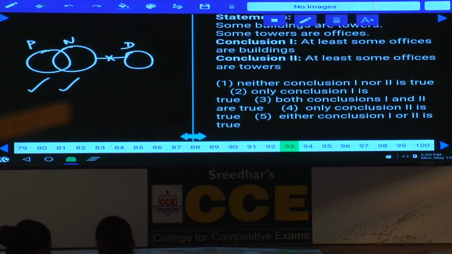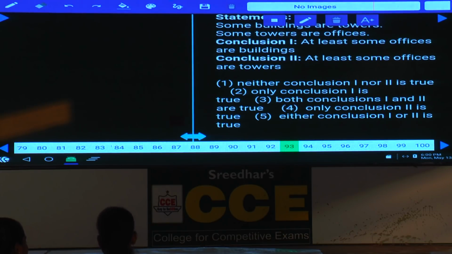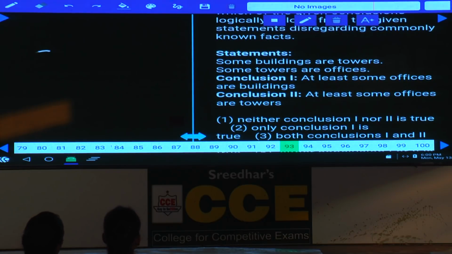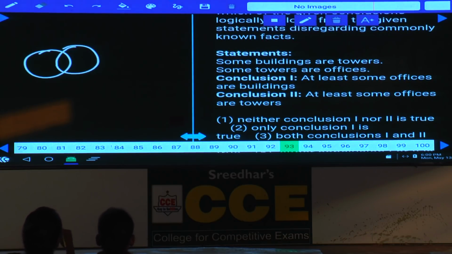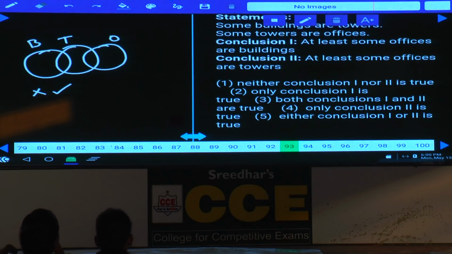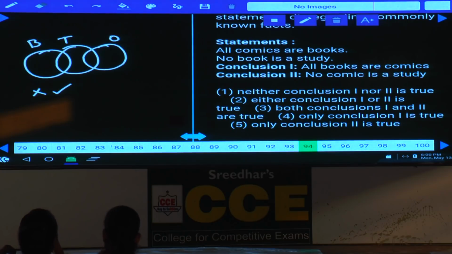Then, question number 93. Now, in this 93, some buildings are towers. Now, these are the buildings which are towers, and some towers are offices. Some offices are buildings, that is false. Some offices are towers, definitely true. Only 2 follows. Affirmative is true. That will be true forever. Choice 4, 93.